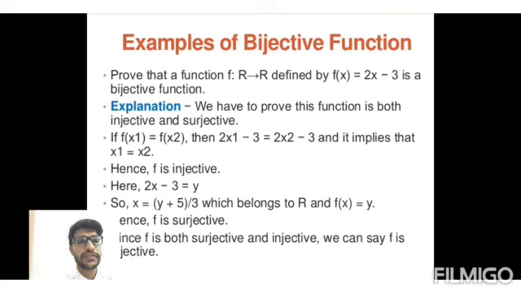If f(x1) = f(x2), then 2x1 - 3 = 2x2 - 3, so 2x1 = 2x2, so x1 = x2, hence it is injective. Now 2x - 3 = y, so x is (y + 3) upon 2 and belongs to R, and f(x) is equal to y, hence it is surjective. Since it is both surjective and injective, it is bijective.